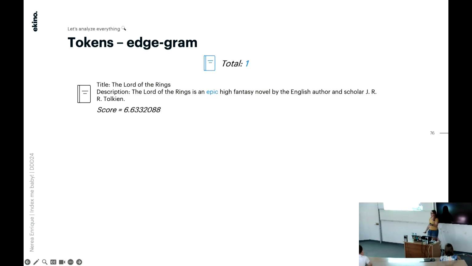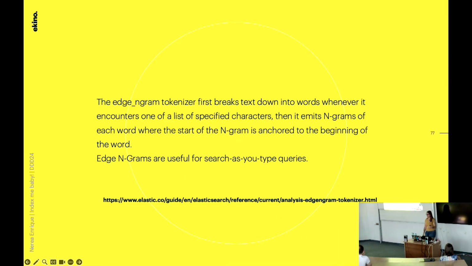So we can try to play along with EdgeGram. I did find 1 book. I have a score of 6 instead of a score of 1 point, I don't know. And it's the good book, so that's fine. I did find my book. And the EdgeGram, even if it's based on the n-gram tokenizer, works quite differently. It's not going to move across the text; it's going to move across the words of the text.